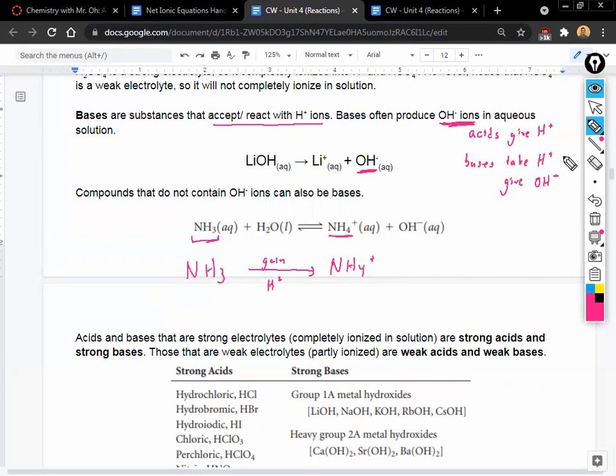So that's why we're going to use two definitions in this unit. If you want to look at the definitions more carefully, your book outlines them in detail, so make sure you check that out. But for this unit, just make sure you know that acids give H plus, bases take H plus or give OH minus. Okay. Any questions about the difference between acids and bases? No? Okay.